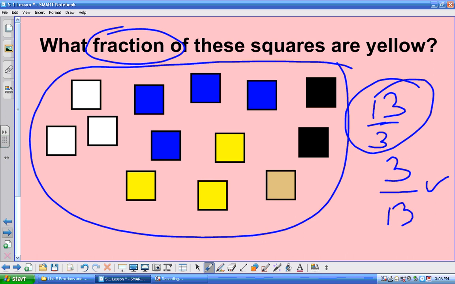Brooke, what do you have to add? You had 13 blocks and only 3 blocks. Well, that's true. Okay, so we know that there's 3 out of 13.